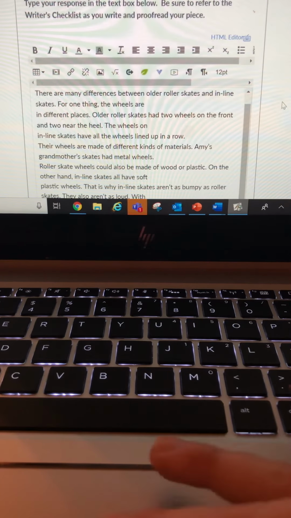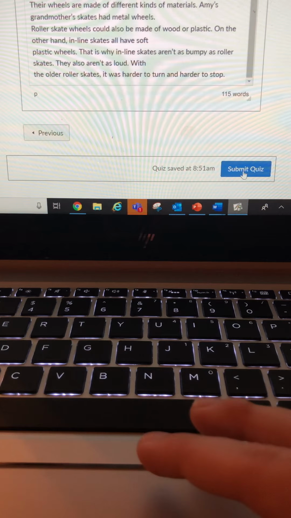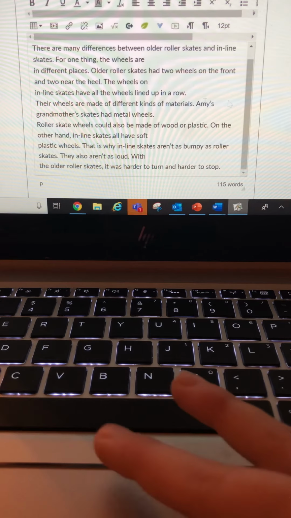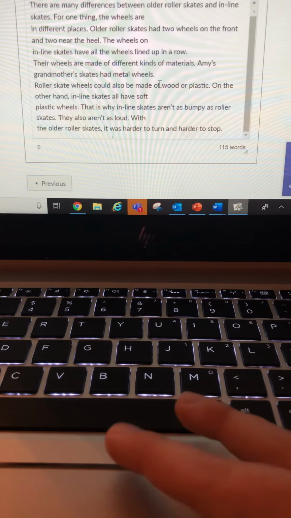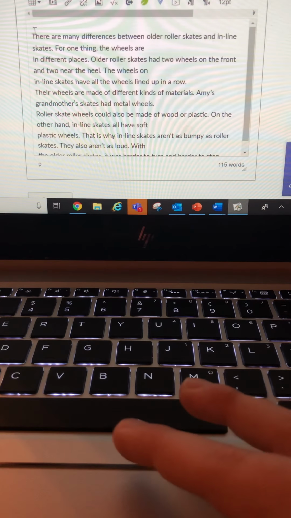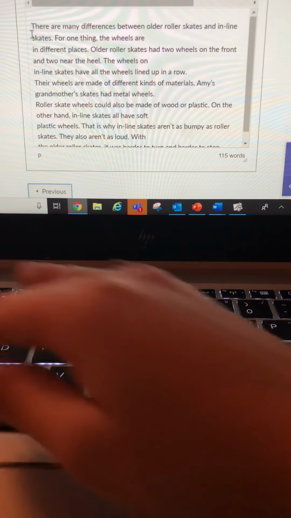And I've already done my response. And then I'm going to press submit. And this was today's assignment. And I will scroll through this so you guys can see my answer. And it doesn't let you tab, it lets you space, but it doesn't let you tab. So don't tab.